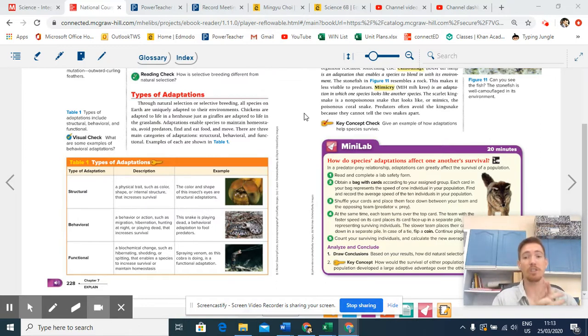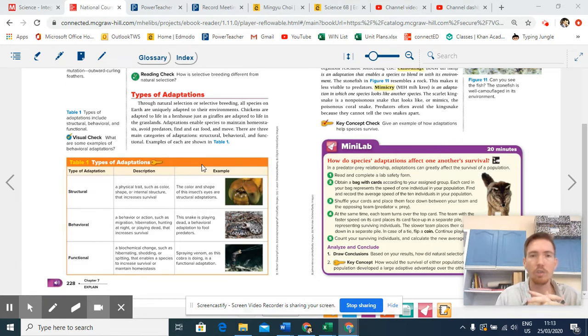So that was yesterday, but today we're looking at the different types because it's more than just camouflage. If you look at table 1 right over here, the types of adaptations, we see that there are 3 types. We have structural, behavioral, and functional. So let's talk about the differences between these 3. A structural adaptation is about the actual shape, size, or color of the organism.